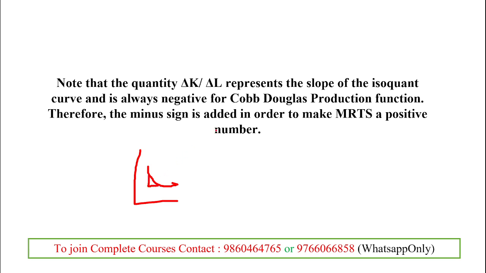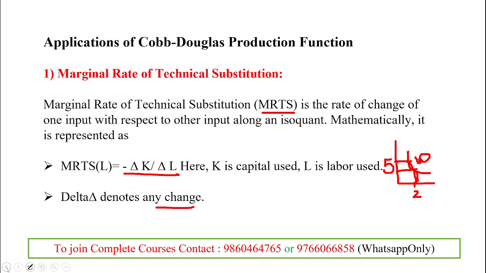Okay, negative. So this negativity shows in the equation as the minus sign. Therefore, the minus sign is added in order to make MRTS a positive number, because a negative term with a minus becomes a positive number. So to make the MRTS positive, the negative sign is placed before the equation.